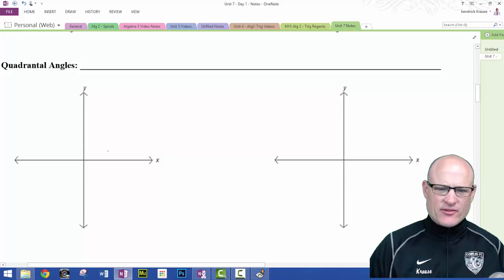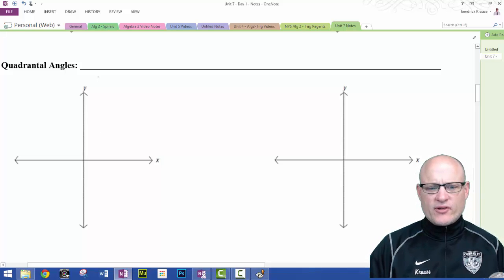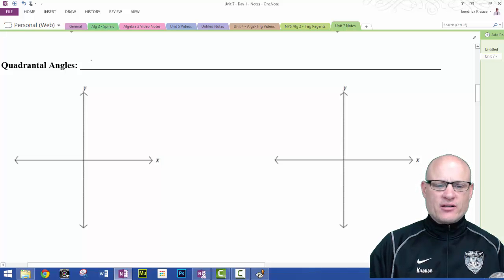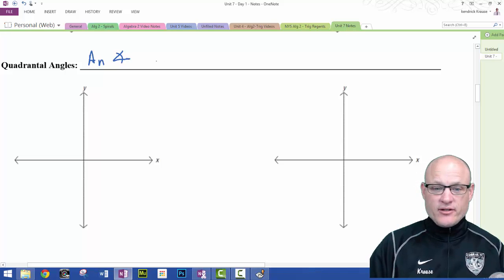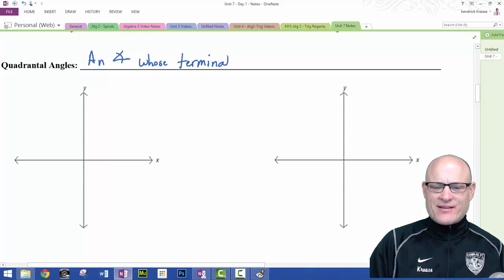Quadrantal angles. Now here's something that doesn't come up very often. I haven't really seen it on a Radians exam, but I think it's just something you as a Trig Algebra 2 student should know. A quadrantal angle is an angle, I never write out the word angle, kind of lazy, whose terminal side falls or lies on the x or y axis.